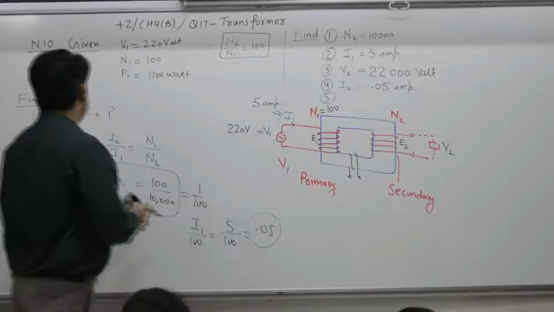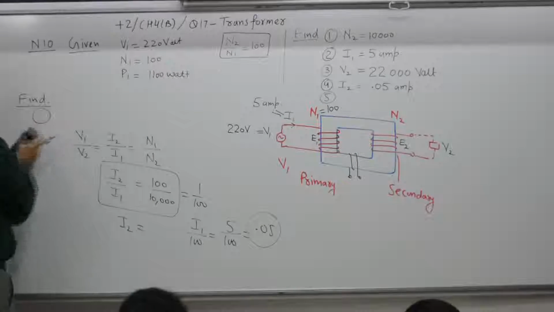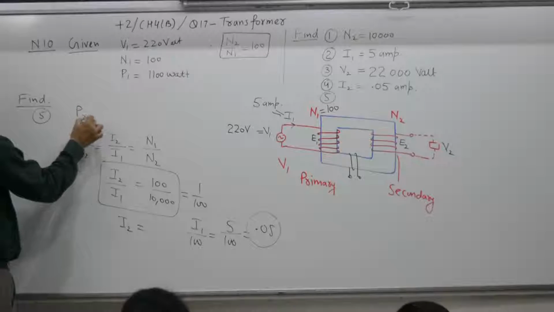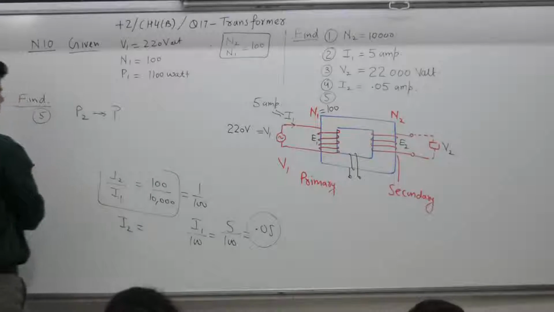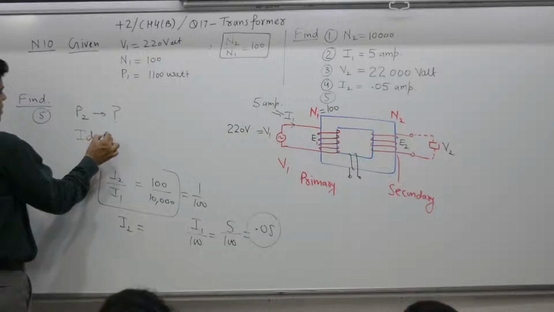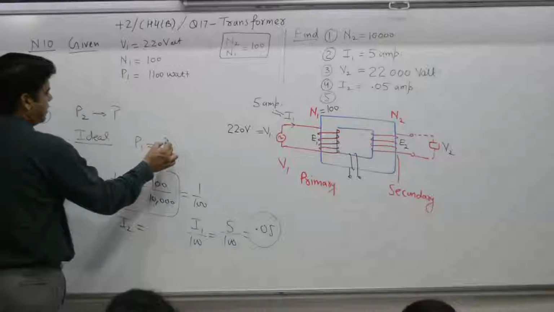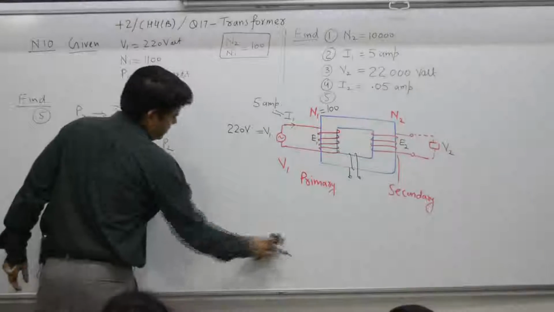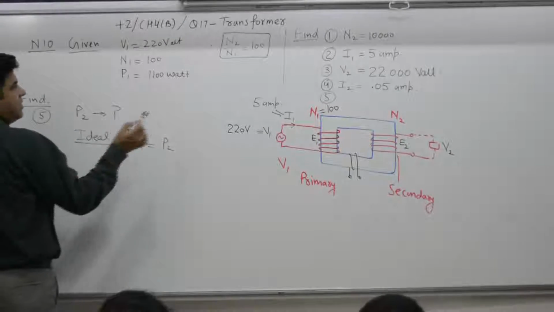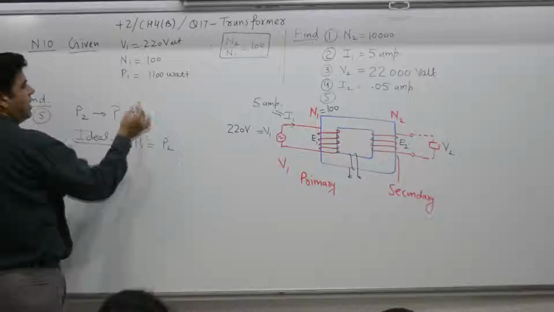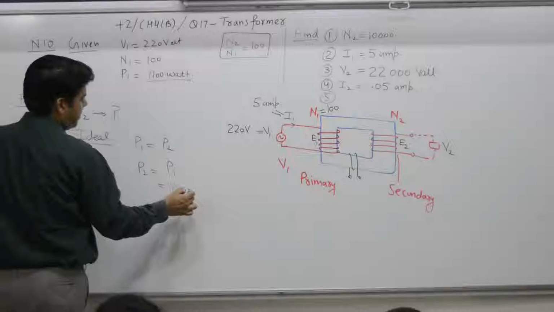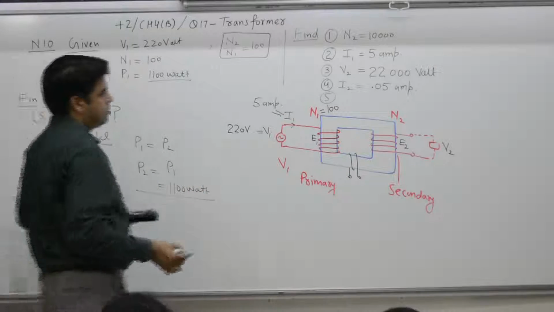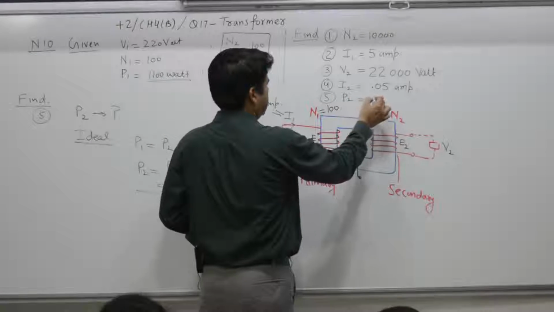Last, fifth point: power in secondary. Ideal case, ideal transformer, P1 is equal to P2. P1 is how much? 1100 watt. So P2 is also equal to the same 1100 watt. So P2 is 1100 watt.